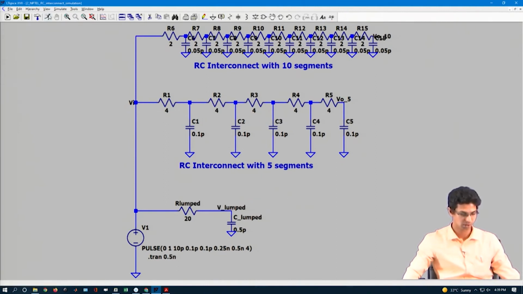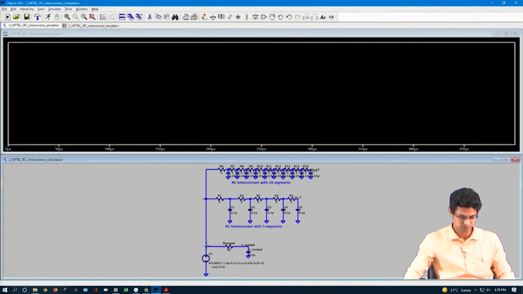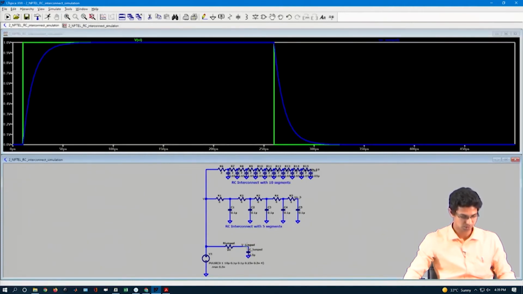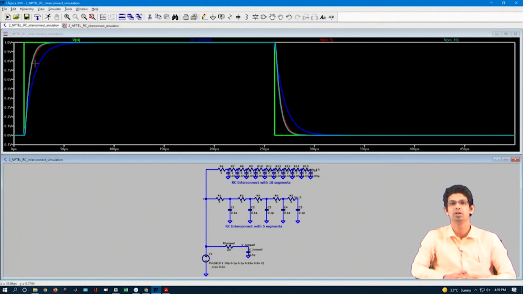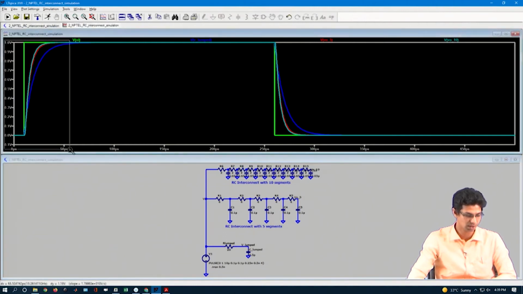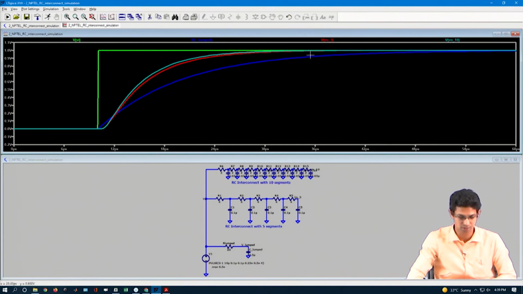Now let me run it. This is my input, this is my lumped delay, this is with RC interconnect with 5 segments, and the third graph here is my RC delay with 10 segments. Here we can see, as we had predicted in theory, that for a distributed model my delay is approximately half of my lumped model. If I zoom into this region, let us check whether we are getting that or not.